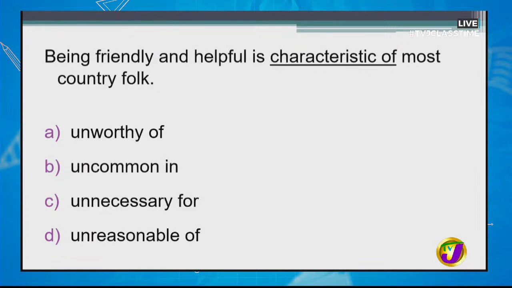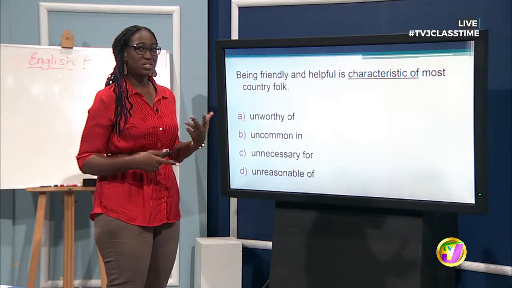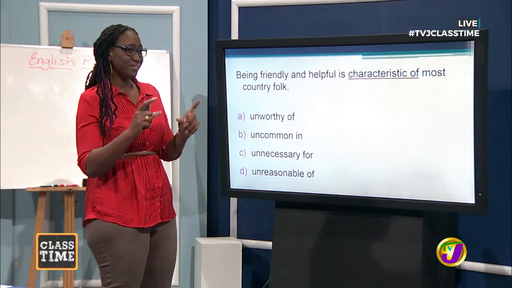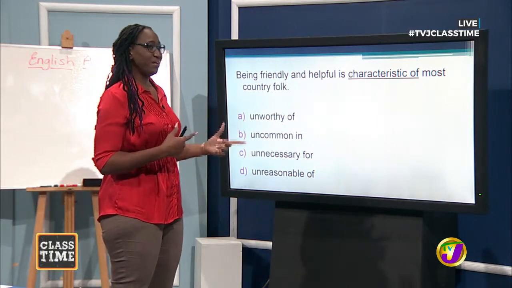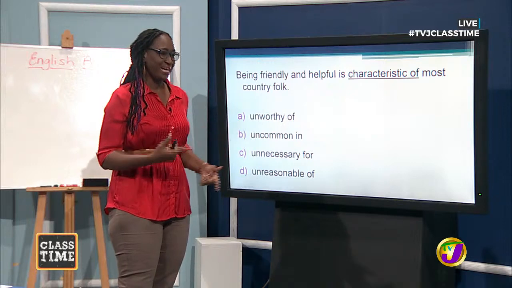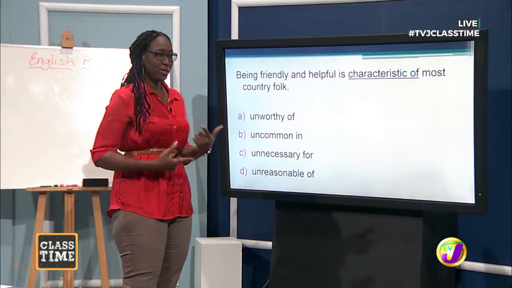Being friendly and helpful is characteristic of most country folk. So sometimes it's not a word that you have to find the opposite or even the synonym of. Sometimes you get a phrase. So something that is characteristic of means what? What does it mean to be characteristic of? Think of the word character and characterize and use that to help you.